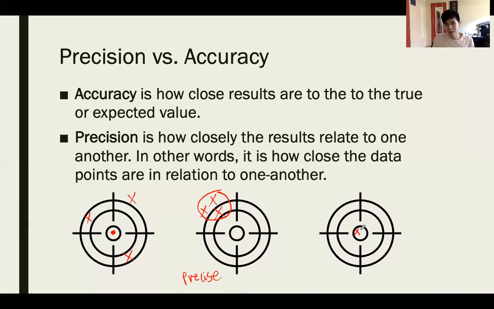Now, if we go over here, this is both accurate and precise, because it's close to the expected value, it hit the target, and also the data is very well condensed, so it doesn't deviate too far.